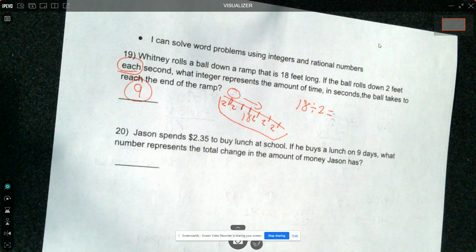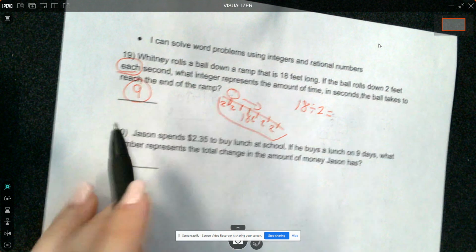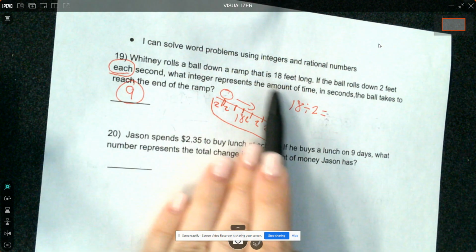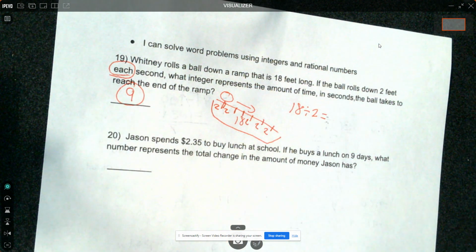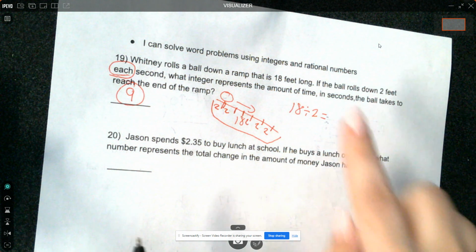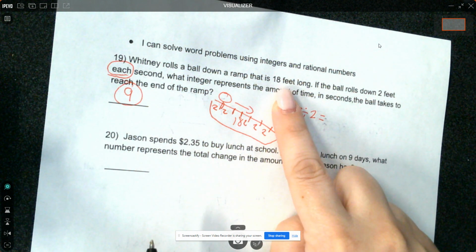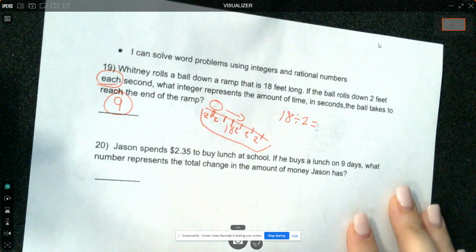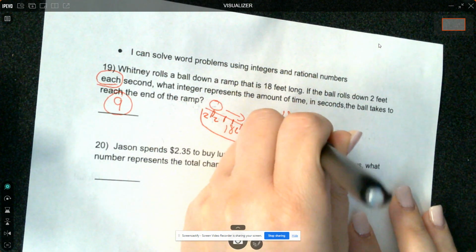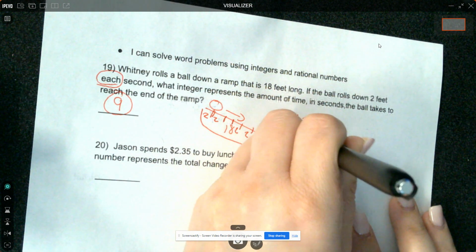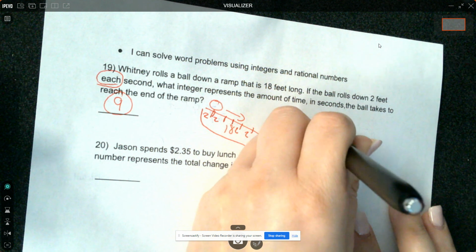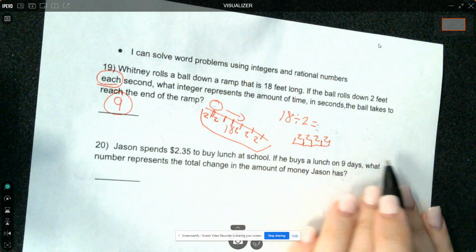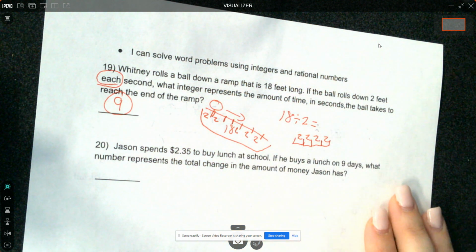Okay? Remember, math is a logic game. If it does not make sense, it is probably not right. So after you get an answer, reread the problem and make sure that it makes sense. If it's only going 18 feet and you go down 2 feet a second, you could even draw 2 feet and keep going until you get to 18 and count it up. And that would also be a way to do it.